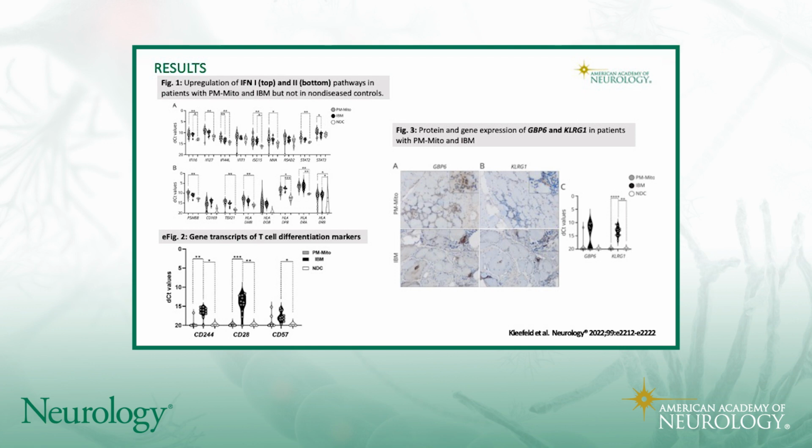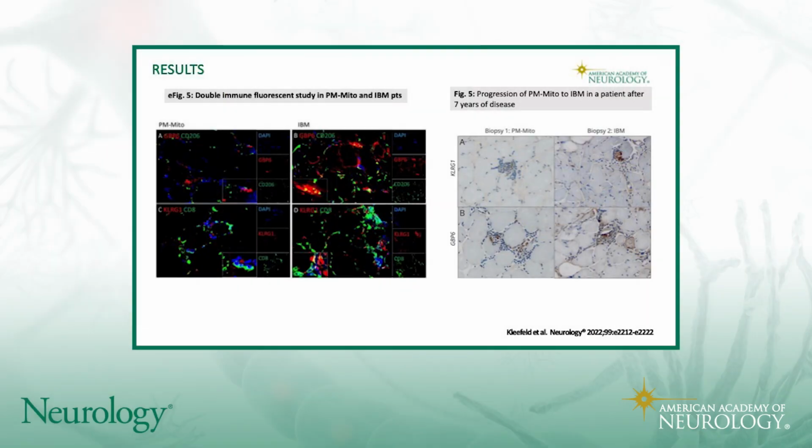So they also show this muscle biopsy that you can see in the first part of figure 3. At the top, a muscle biopsy from a patient with PM-Mito, and at the bottom, a muscle biopsy of a patient with inclusion body myositis. And you see that the staining for GBP6 and for KLRG1 is much stronger in the muscle biopsy of the inclusion body myositis. So here, a little bit of explanation of what GBP6 and KLRG1 are. GBP6 is a GTPase and is induced by the interferon pathways, and KLRG1 is a marker of highly differentiated cytotoxic T cells.